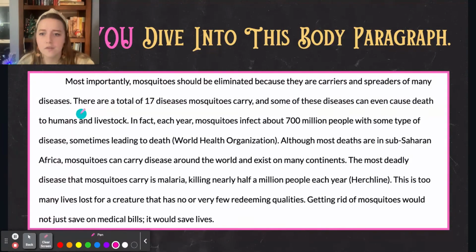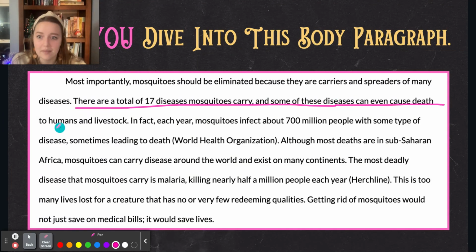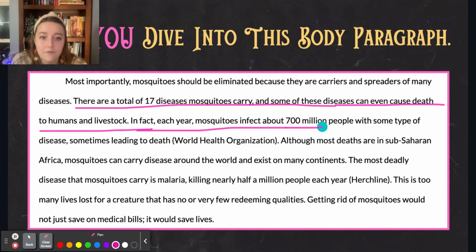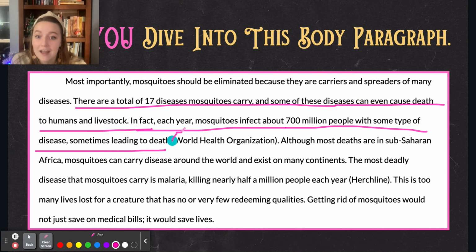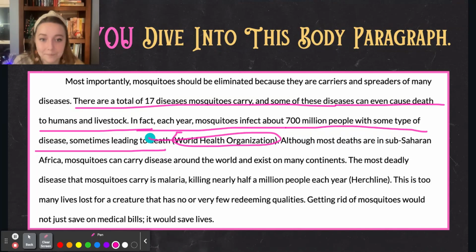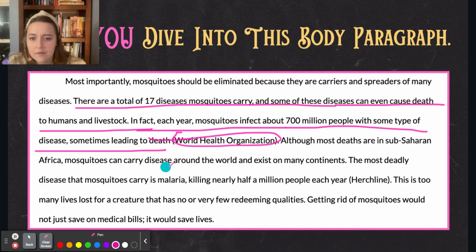All right, so there are a total of 17 diseases mosquitoes carry, and some of these diseases can even cause death to humans and livestock. That sounds like evidence to me. That's a reason to agree with them. They can spread disease. And here's even more. Mosquitoes infect about 700 million people with some type of disease, often leading to death. And then look, I have my parenthetical citation. Although most deaths are in sub-Saharan Africa, mosquitoes can carry disease around the world and exist on many continents. The most deadly disease that mosquitoes carry is malaria, killing 500,000 people each year.